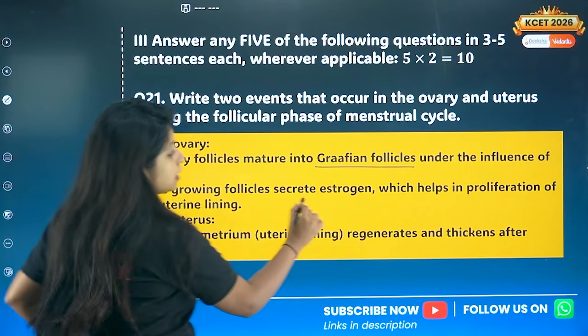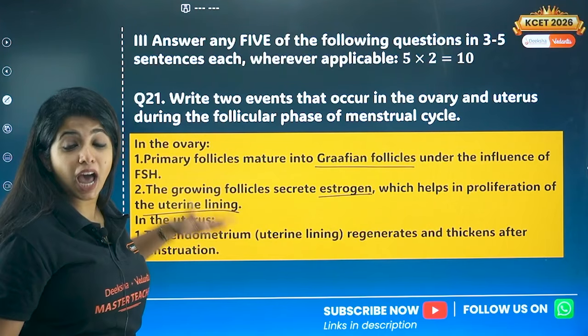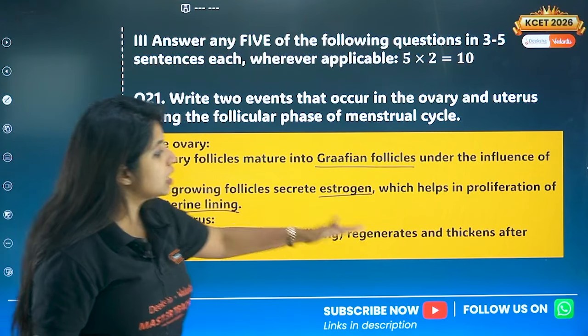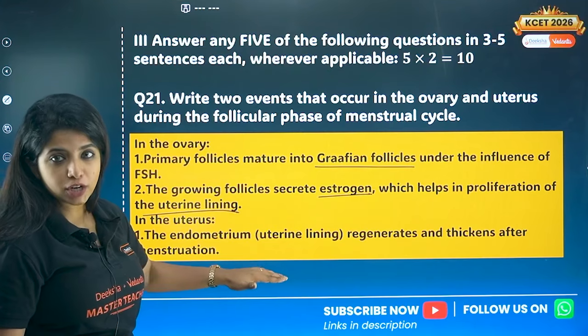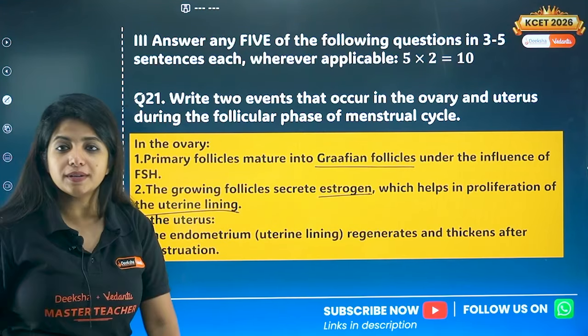And not just that, as I told you, the growing follicle secretes estrogen, which helps in what? Proliferation of the uterine lining. So what happens in the uterus? The endometrium regenerates and thickens after menstruation, which is why it is known as the proliferative phase as well. Cool. So that is the 21st answer.